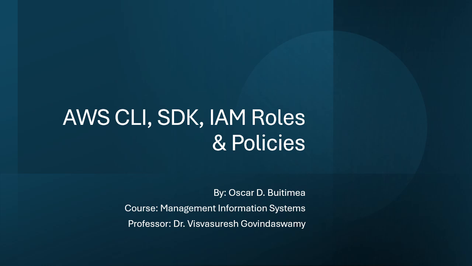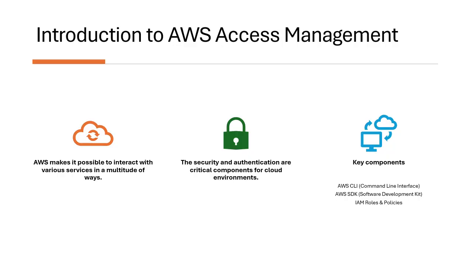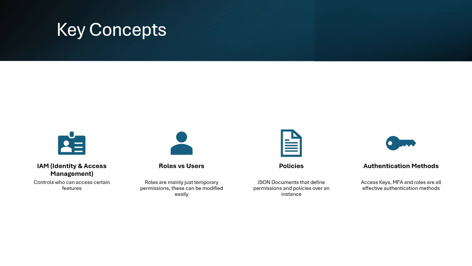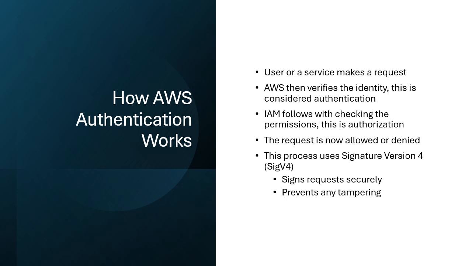Roles and Policies. If you watched the previous video, then you'll know that in this video, we're going to be going over some practical uses or implementations of these programs and services. So just a quick overview of what we went through last video. We went through some of the introduction of AWS Access Management, followed by some of the key concepts that we will be using around in this three-part series, and then a quick rundown on how AWS authentication works.